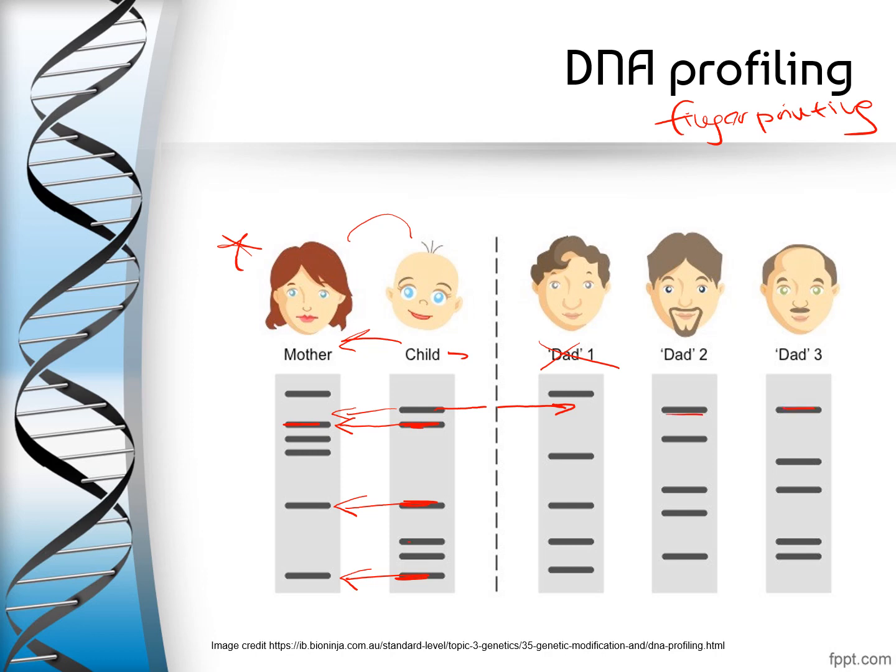If I look at this band, it had to come from dad since mom doesn't have it. Could be dad number 1, except we already ruled him out. Dad number 2 doesn't have it. That rules him out. Dad number 3 does. And our winner is dad number 3.